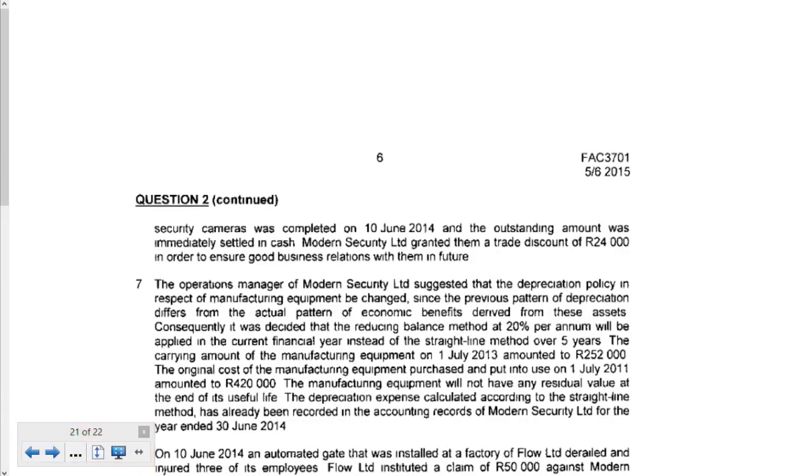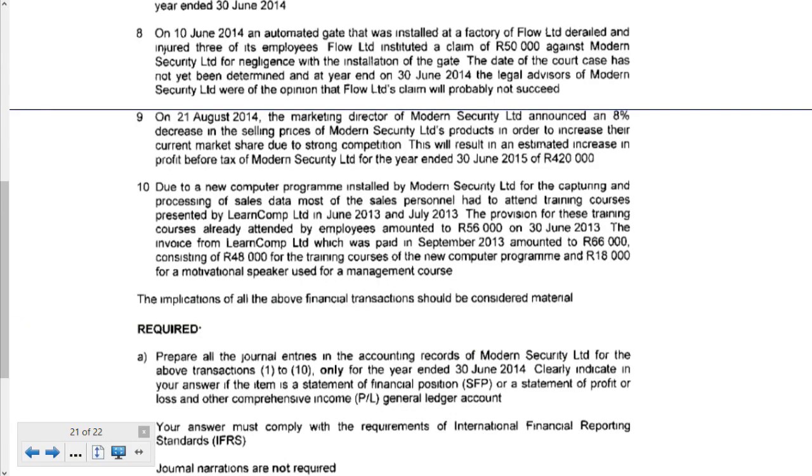And then number 10, the last one, says due to a new computer program for capturing data, the personnel had to attend a training course, and the training course is going to be presented in June and in July. The provision for the courses already attended in June was 56,000 Rand. The invoice was paid September, and it was 66,000, consisting of 48 for the training courses and a computer program of 18. But now this is last year. You picked up, hey, that this was last year. Yeah, so this is a provision for last year, and then we paid the 66 this year for that 56 of last year. Did you see that, the dates?